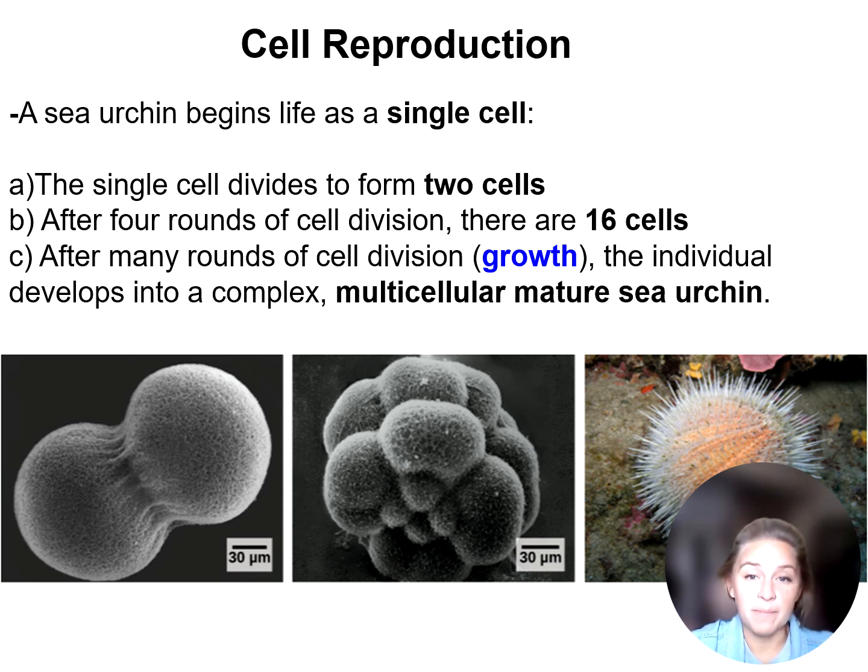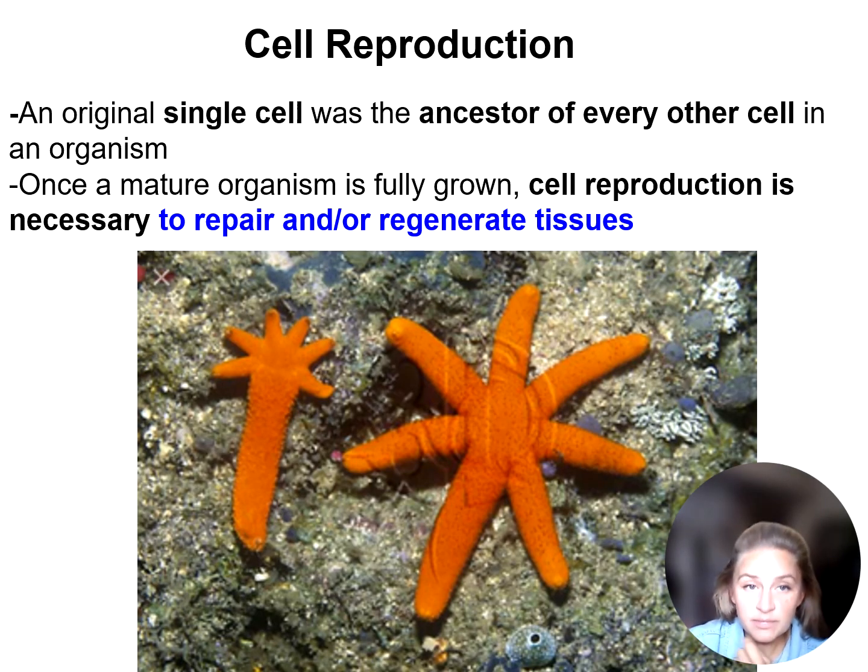So this is talking about a sea urchin that begins as a single cell, and that single cell divides to form two cells, and after four rounds of cell division, there's 16 cells, and then after many rounds of cell division and growth, the individual develops into a complex multicellular sea urchin. So the original single cell was the ancestor of every other cell in that organism.